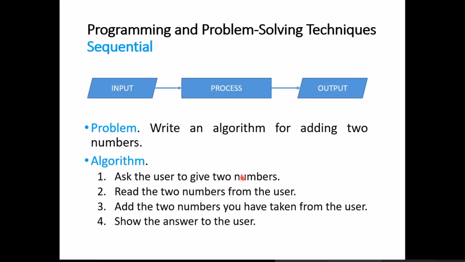It's written in English, sometimes in a pseudocode with certain keywords. For example, instead of we say ask, we say print, and we write the message, and we say read, and instead of add here we put equation. So it is an algorithm, but with certain keywords. It's called a pseudocode.